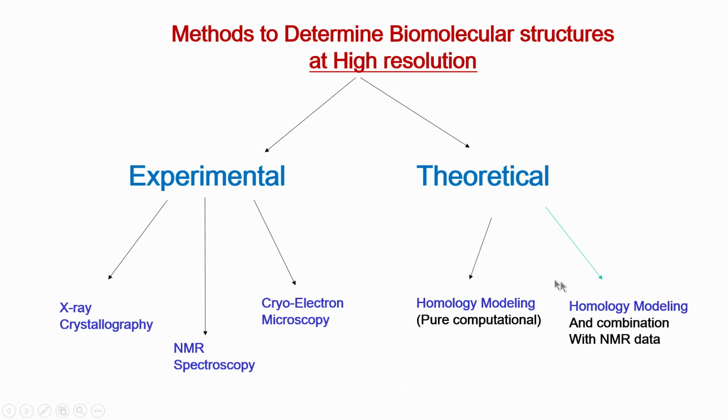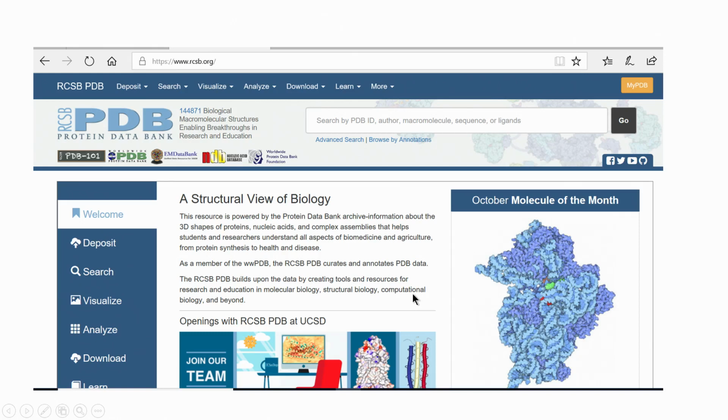But actually, what do you do with this protein structure? Once you have a protein structure, what do you do with that? Typically, these have to be deposited in a data bank. The most popular data bank is called the Protein Data Bank. In the Protein Data Bank, the protein structures are deposited, and as of now, just recently, there are nearly 150,000 structures in this data bank.